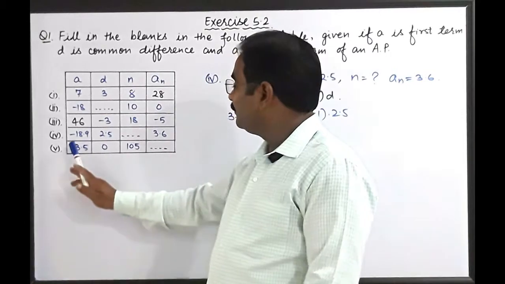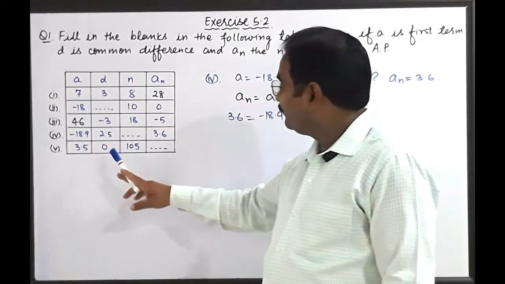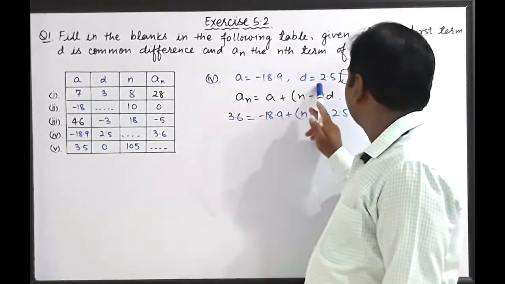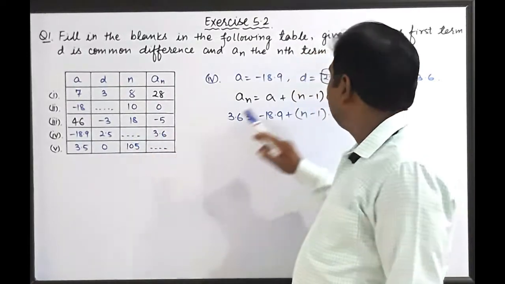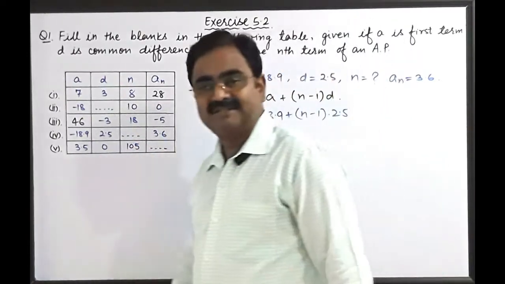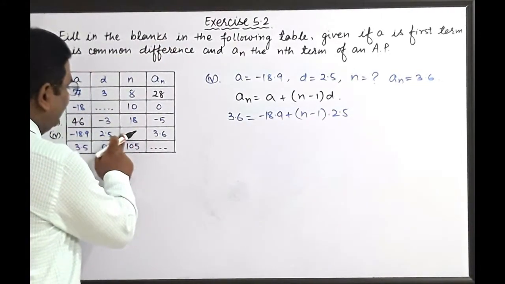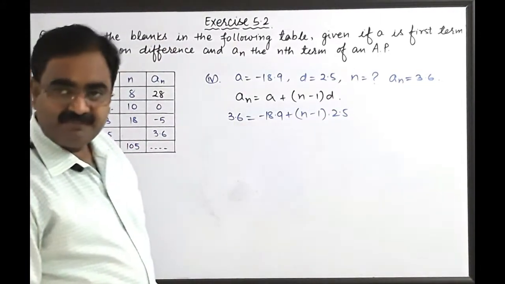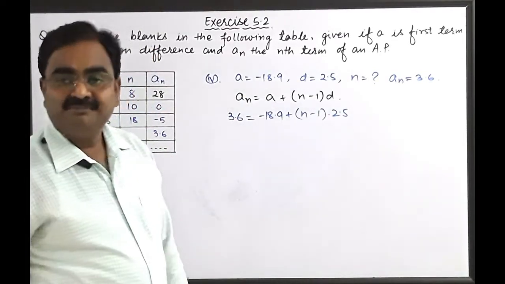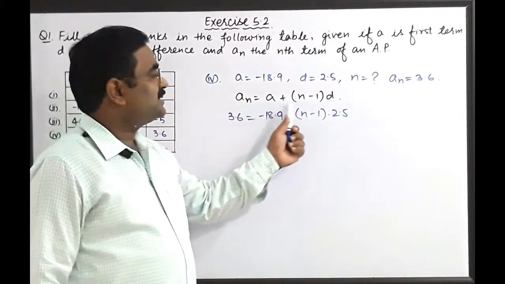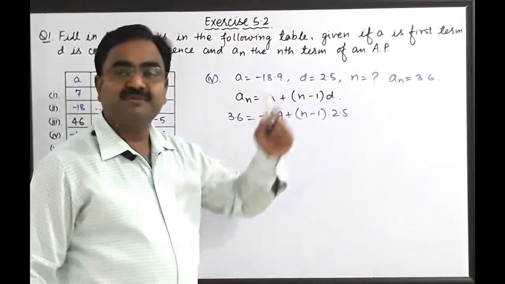In this part number 4, first term a is given as minus 18.9. Common difference d is given as 2.5. The number of terms, the value of n, it is asking, and an is given as 3.6. Which one is the blank? The value of n we are going to find out. Right children? So as I have written the formula of the general term, an is equal to a plus n minus 1 into d.